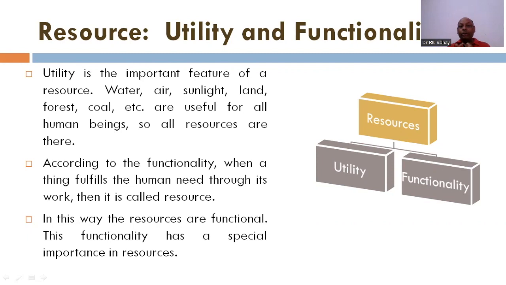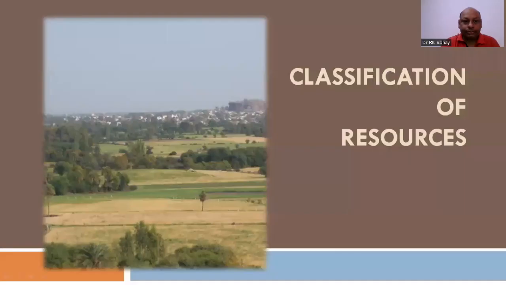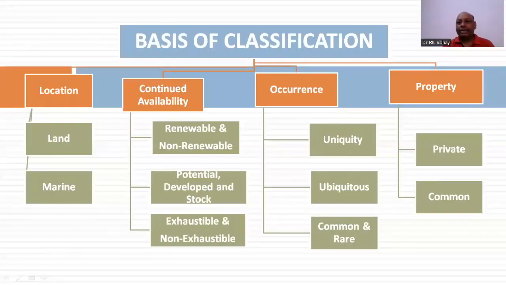So according to functionality, when a thing fulfills human needs through its work, then it's called a resource. Therefore, function and utility are the important qualifiers by which anything becomes an important resource. Resources are of various types. I think you have seen this classification at several places. We can divide resources based on their locations, like the resources found on land, called land resources, and those found in the marine environment, or marine resources.